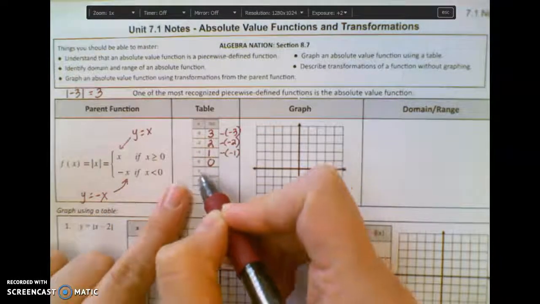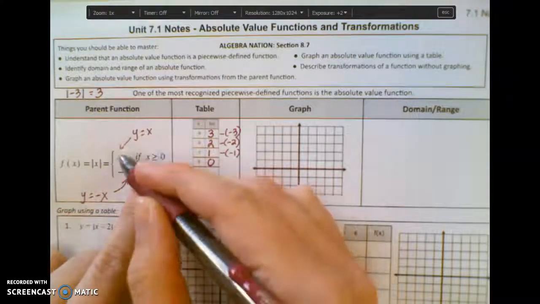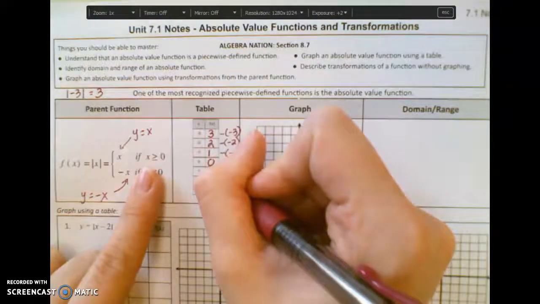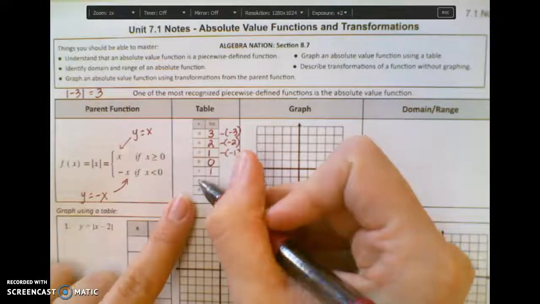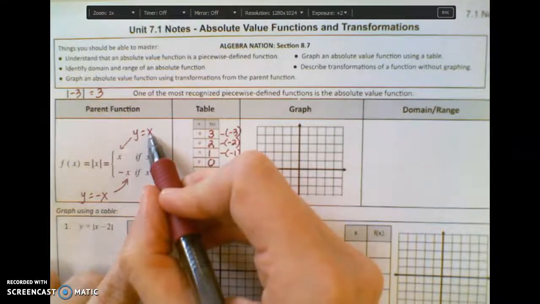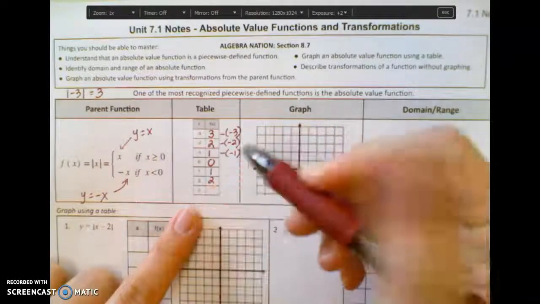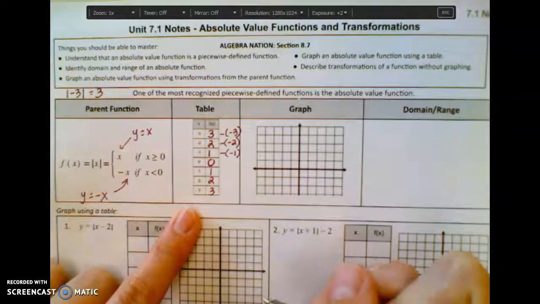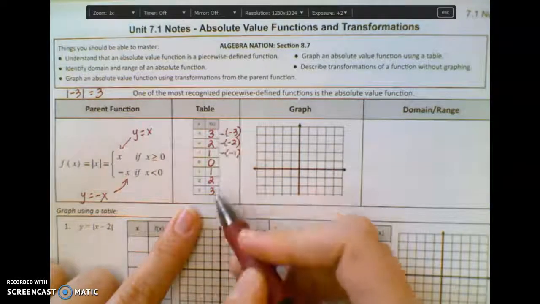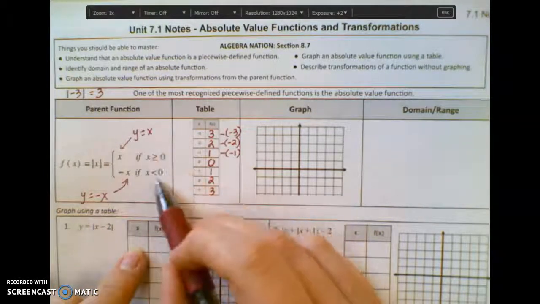So back to our table, we have 1. 1 is greater than or equal to 0, so I'm going to plug that in for x, and that gives me a y value of 1. I have 2. I'm going to plug in 2 for x. When I do that, I get y equals 2. And then same with 3. I'm going to plug in 3 for x. When I do that, I get my y value of 3. So I have my table. I used my piecewise defined function to find my table.